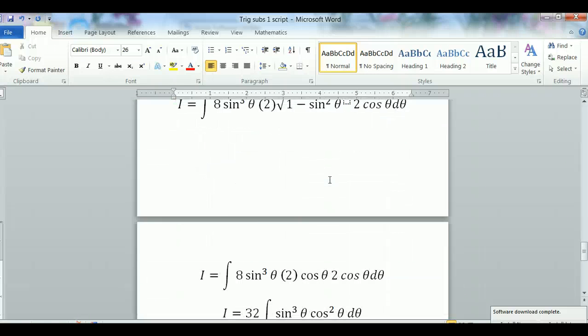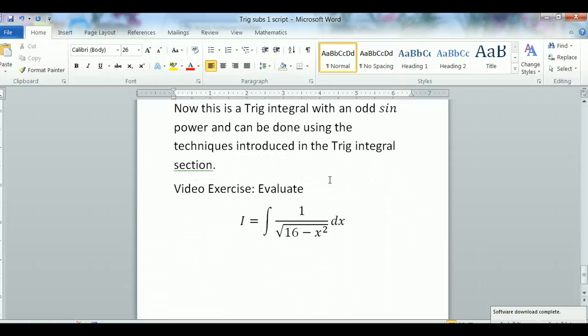But for the time being, I'm going to leave you with a video exercise, and that will be to evaluate 1 over square root 16 minus x squared, which is exactly like the ones that we did before.